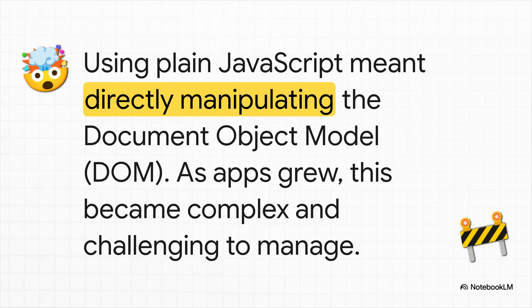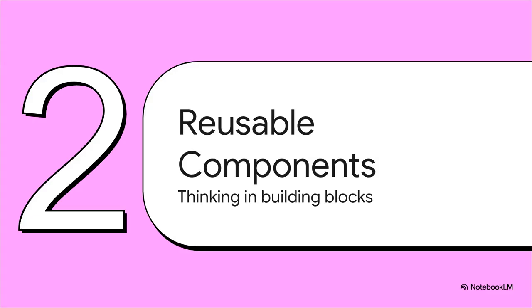With regular old JavaScript, you're directly messing with something called the DOM, the Document Object Model. Think of it as the live, tree-like structure of your web page. To change anything, you had to write code to manually find that exact piece of the page and tell it precisely what to do. For a simple site, maybe that's fine, but for a complex app, it was pure chaos, fragile, confusing, and an absolute nightmare to keep track of. So how did React solve this?